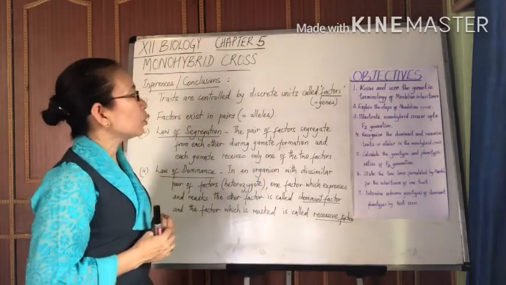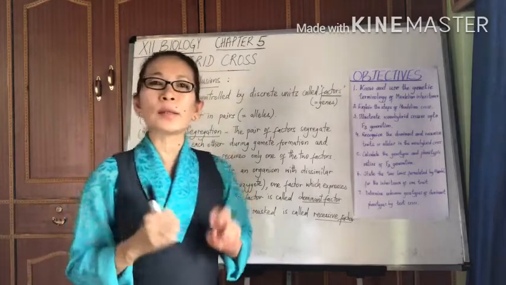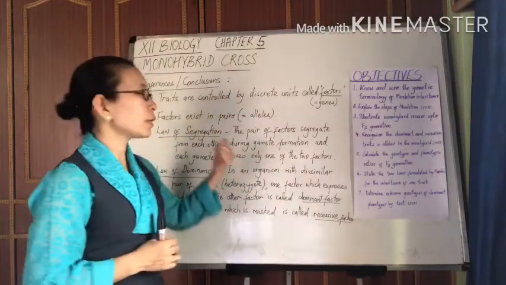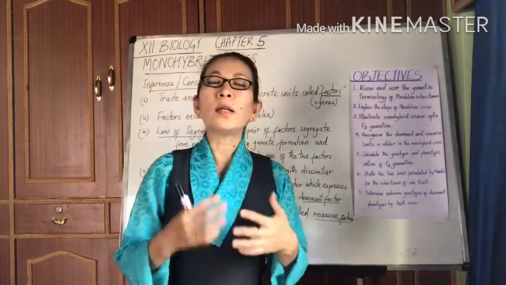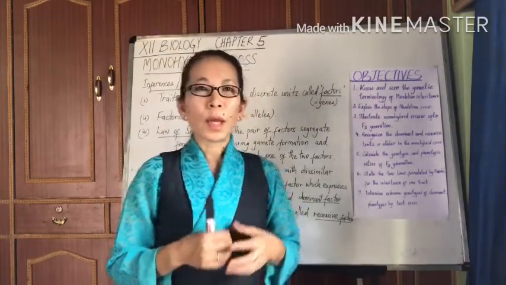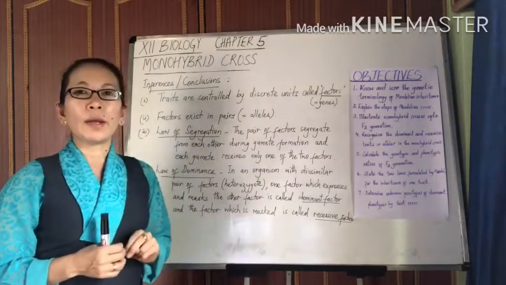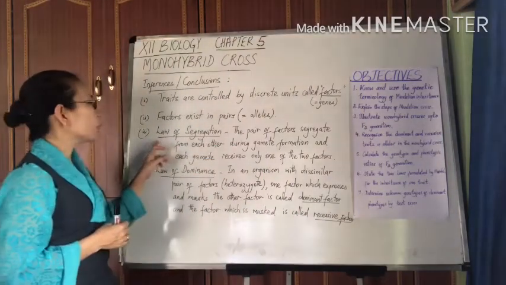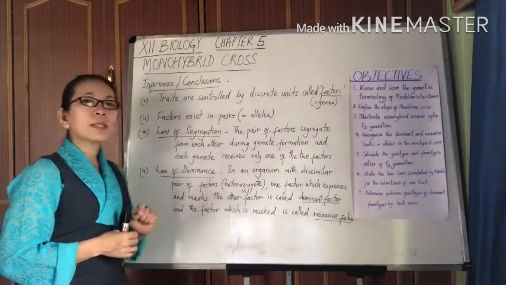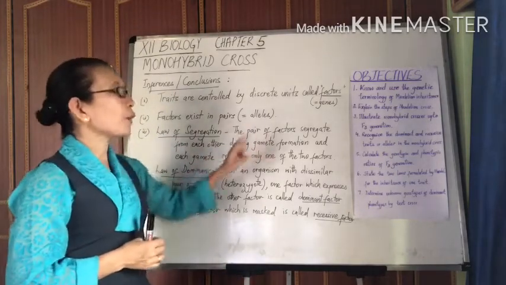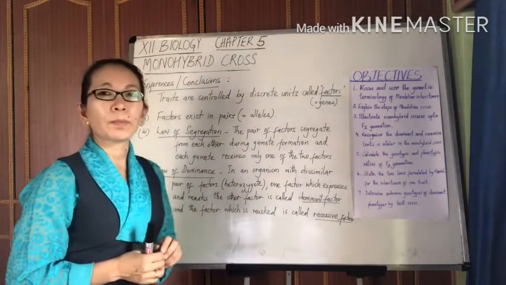Today, what we know is that what Mendel was proposing as factors are the genes, and the pair of factors is referring to the alleles of the gene. Apart from this, Mendel also proposed two laws of inheritance. The first one is the law of segregation. Now, this law states that the pair of factors segregate from each other during gamete formation.